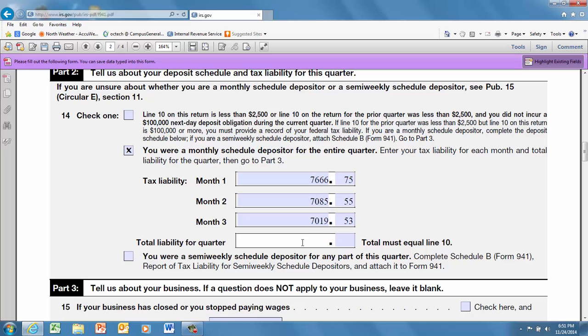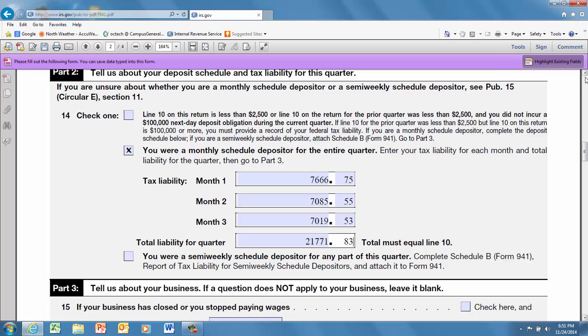$7,666.75 plus $7,085.55 plus $7,019.53 is $21,771.83. All right. Notice how next to this it says total must equal line 10.